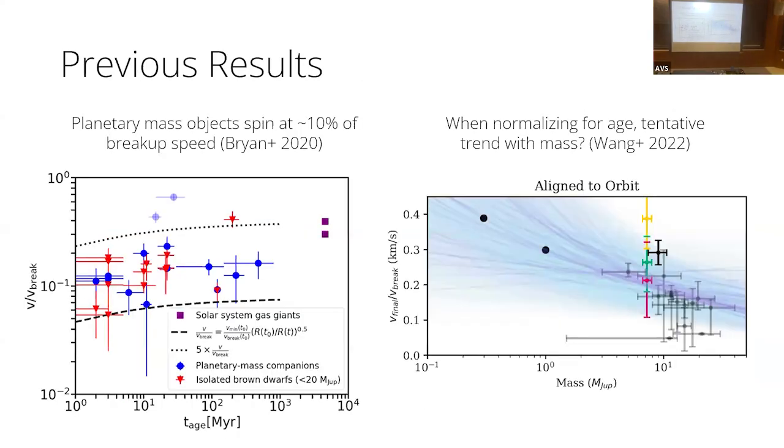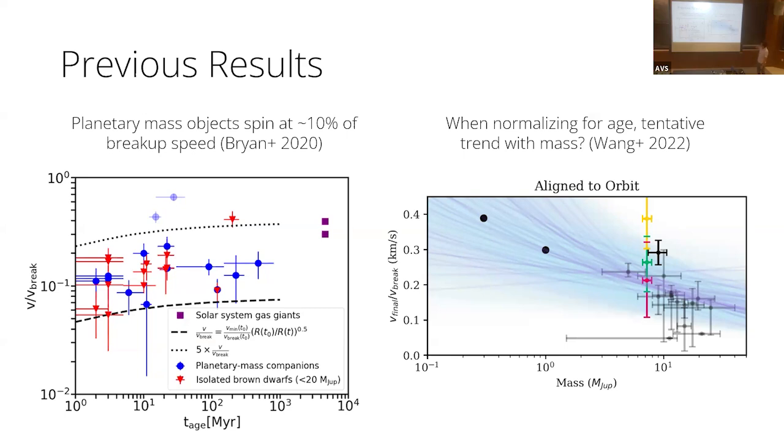In the past, people have found in the literature that generally planetary mass objects, those between 10 and 30 Jupiter masses, spin at about 10% of the breakup speed. So they're not spinning near breakup. There's some mechanism to regulate their angular momentum so that they are spinning only at a fraction of their total breakup speed right now.